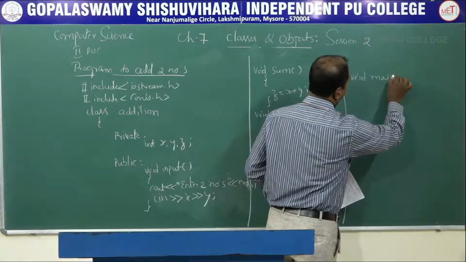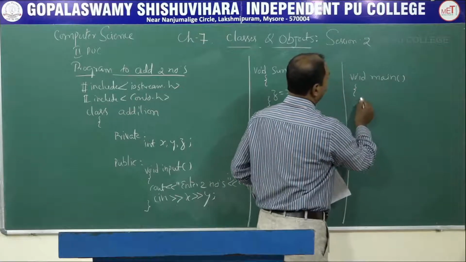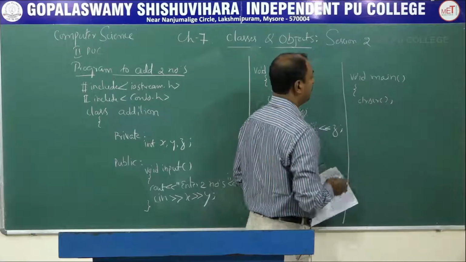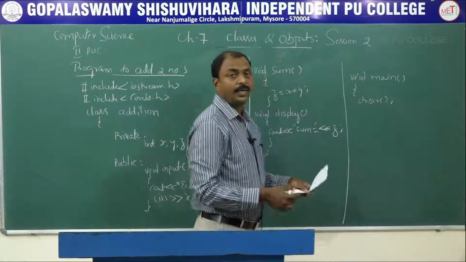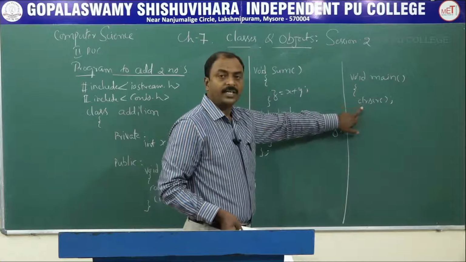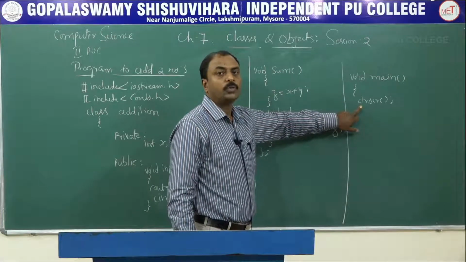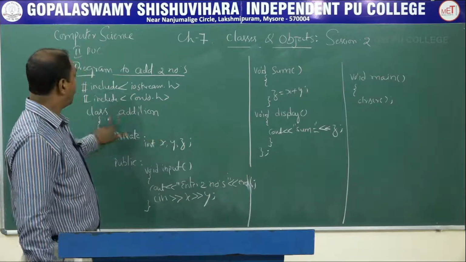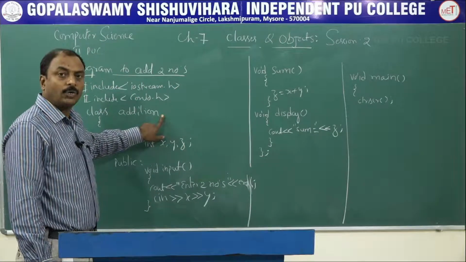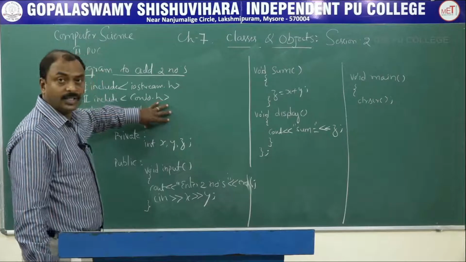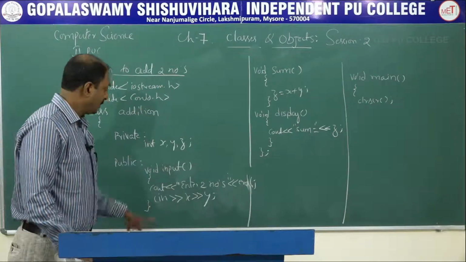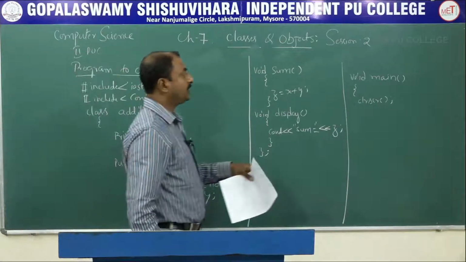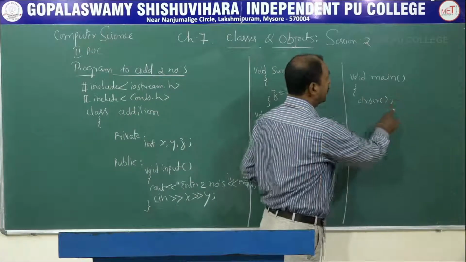Void main is a function. Normally, the first line we used to write is clear screen. Next, in this main function, the first step is to create an object of the class Addition. Now we have defined a class Addition here, and an object of the class has to be created to access its data members or member functions. So the first step in the main function is to create an object.